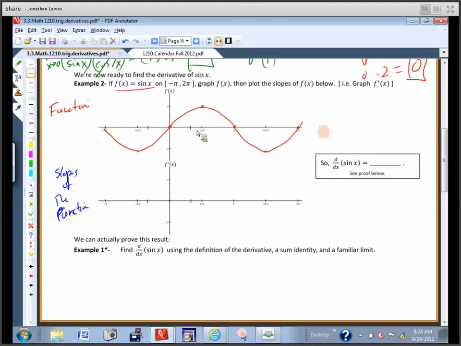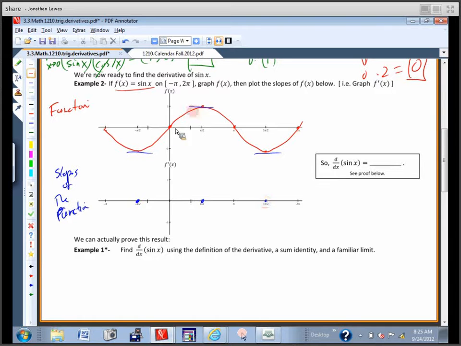Where's the easiest place to find the slopes? Where the slope is 0, okay? Where it levels off, where it flattens off, where it goes horizontal. So there's one, and there's one. So I'm going to come down here and represent that slope of 0 with a point on the x-axis. Slope of 0 with a point on the x-axis.